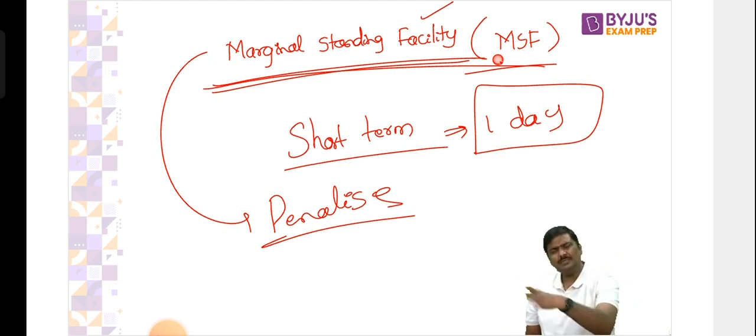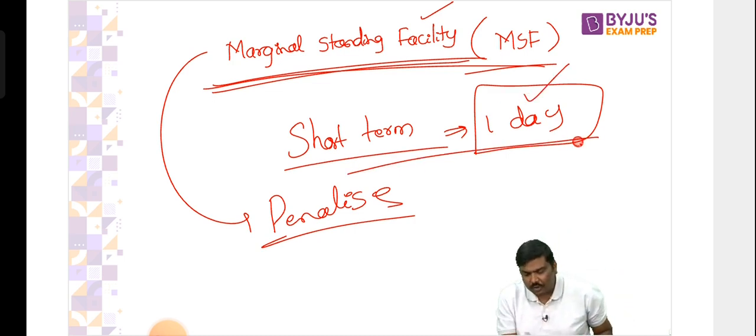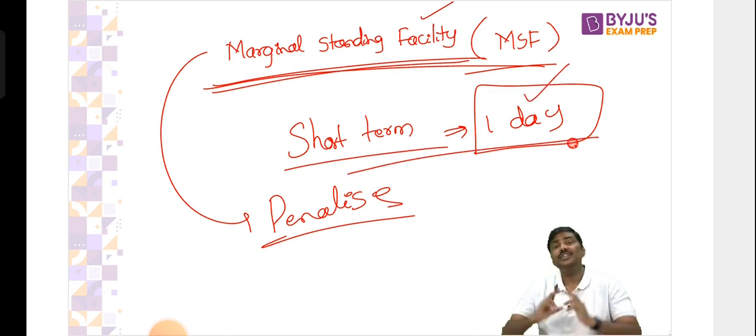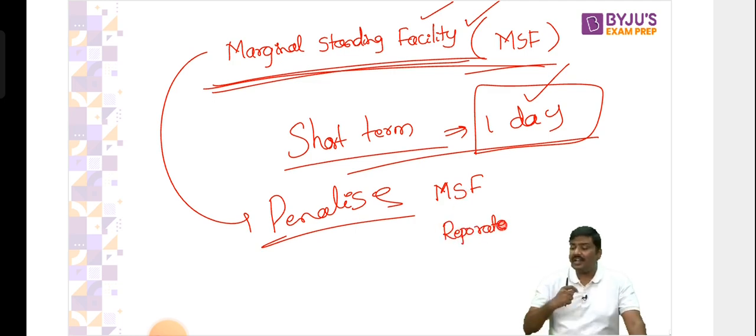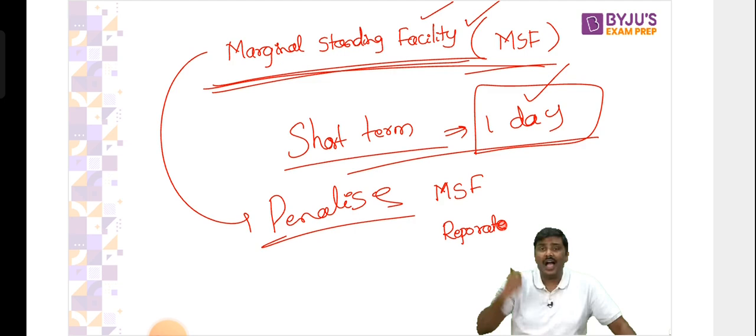RBI says, because of your mismanagement, you're not managing your operations correctly, there's a problem with your numbers. So what will I do? I will allow you to borrow, but I will not charge you a normal rate of interest. I will charge you a higher rate of interest. The rate of interest charged under MSF is greater than repo rate. Remember this.